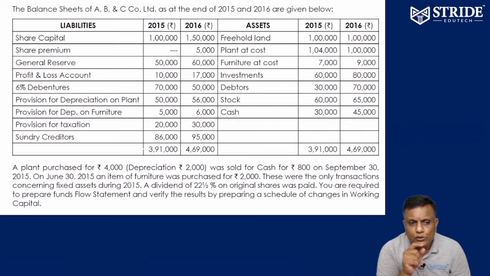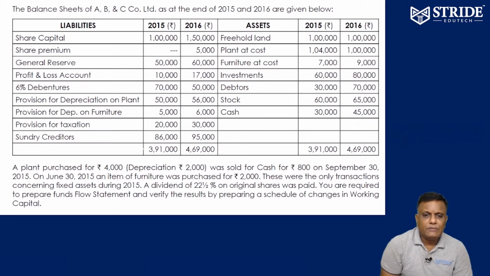On June 30, 2015, an item of furniture was purchased for 2,000. This is application. We will prepare the furniture account separately. These were the only transactions concerning fixed assets. Dividend of 22.5% of original shares was paid. Original shares means equity share capital. Equity share capital opening 1 lakh, into 22.5% is equivalent to 22,500. This is purely application of funds, as well as the adjusted P&L account debit side. So you are going to prepare the fund flow statement and the respective accounts. Let's see how to solve.